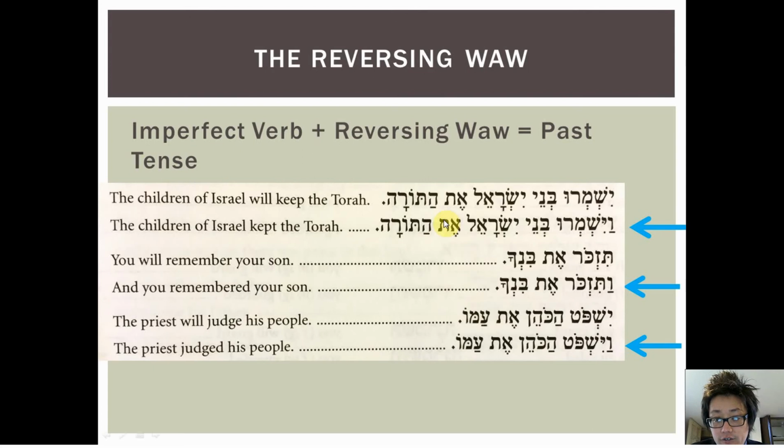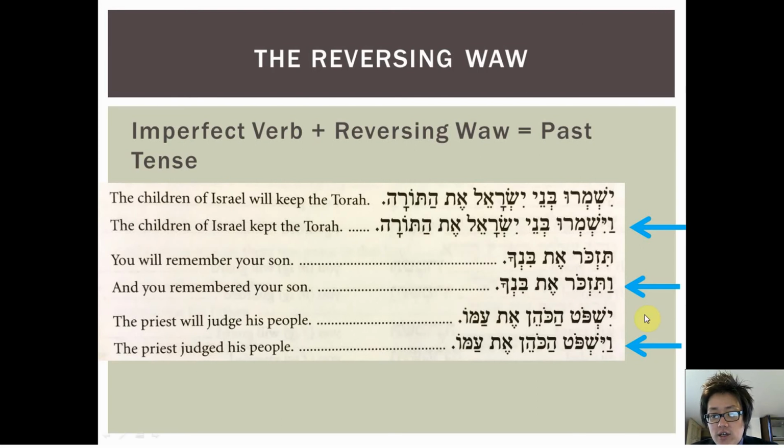So we have the pronominal possessive suffix, which we learned in the last couple chapters, attached to ben, your son, in this case bincha. Okay, so in the imperfect we would say you will remember your son. What happens when you put that reversing vav? And here you see the vav, the patach, and the dagesh. That little triad is present here, indicating that you're looking at the reversing vav. And so you remembered your son. So again, it flips and reverses the typical function of the imperfect.